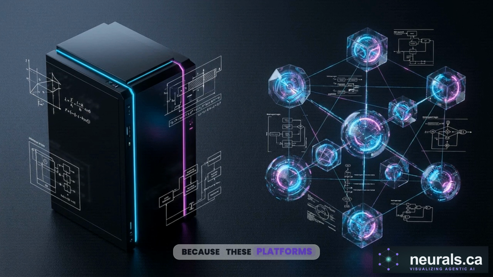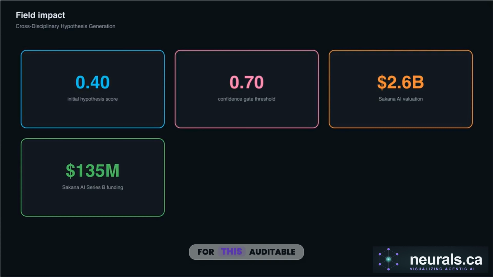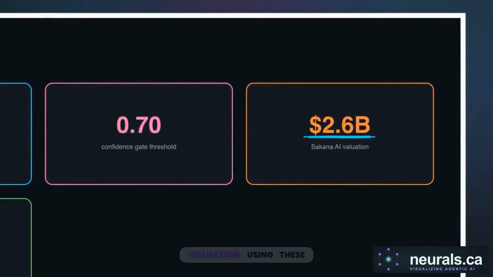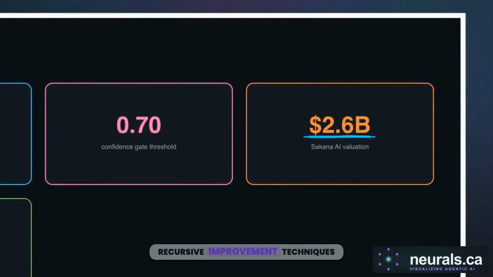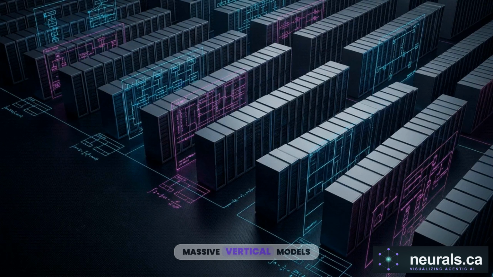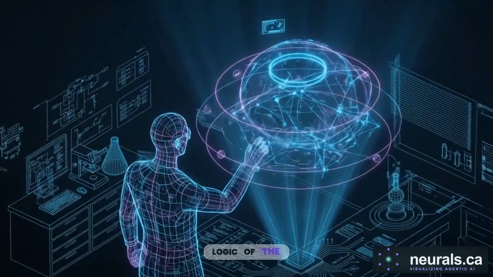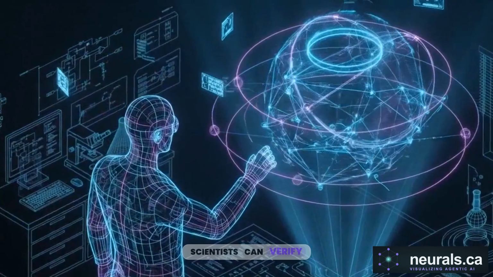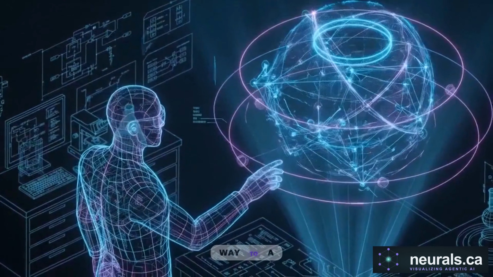Because these platforms do not compete on raw compute scale, they rely heavily on the domain-agnostic multi-agent architecture of the general problem solver. The market validation for this auditable pipeline is clear in the numbers. Sakana AI reached a $2.6 billion valuation using these recursive improvement techniques, while platforms like FutureHouse secured massive philanthropic grants explicitly to build them. The divide is between the black box certainty of massive vertical models and the transparent logic of the open ecosystem, where scientists can verify exactly how an agent reasoned its way to a conclusion.